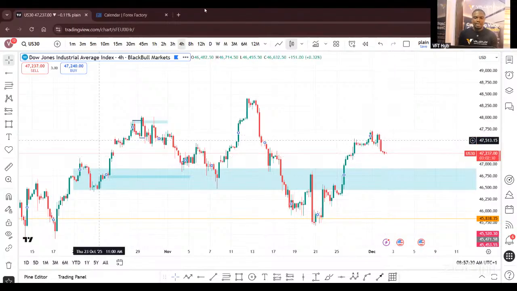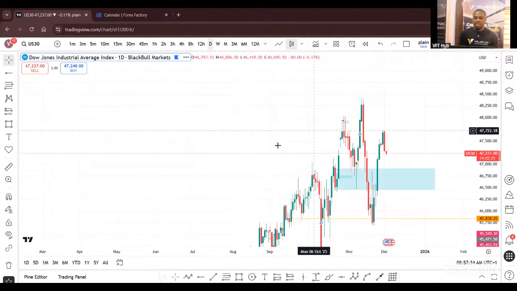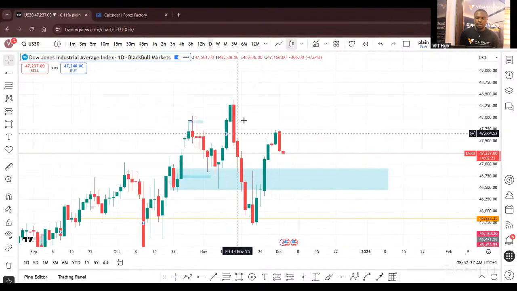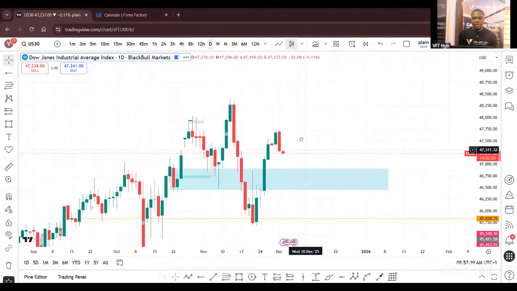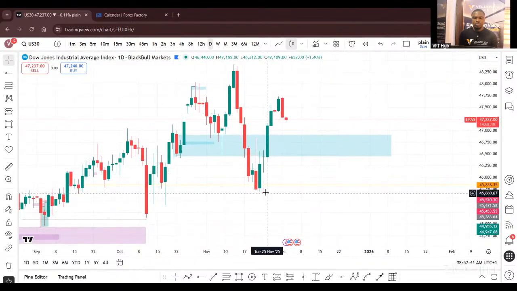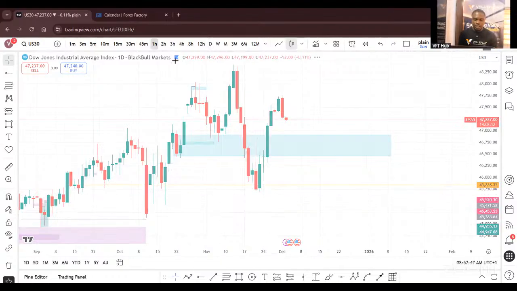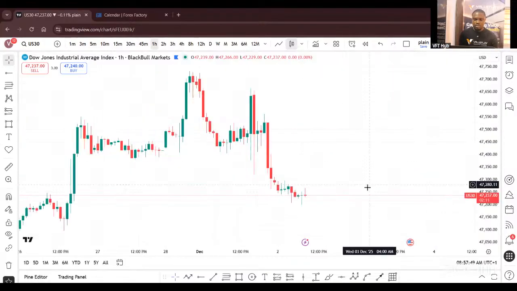But nonetheless, from a technical perspective, this is what we have. And if you are following our technicals strictly, it's a good day to sell this market. Selling into this zone, price taking out this liquidity to the downside. But then on the 1 hour, let's see if there's something interesting.